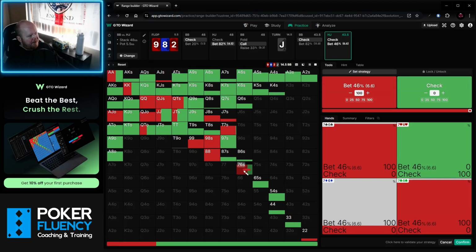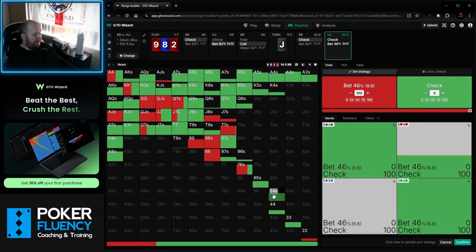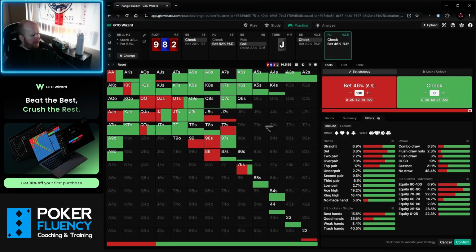But if we have 7-6 of hearts specifically, it really sucks to have to fold, but it also sucks to have to call because we have a weak straight draw and a 7 high flush draw, right? So that's kind of a good reason here why 7-6 of hearts, 6-5 of hearts as well, 5-4 of hearts might want to check instead of actually being part of our betting range.